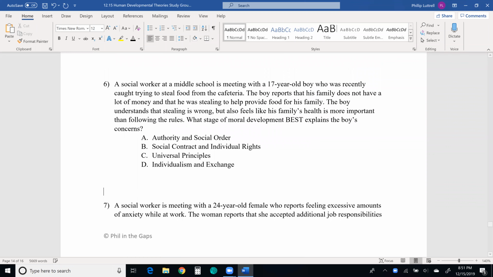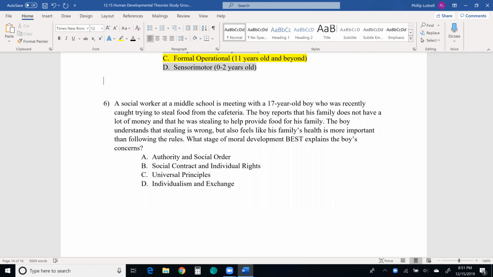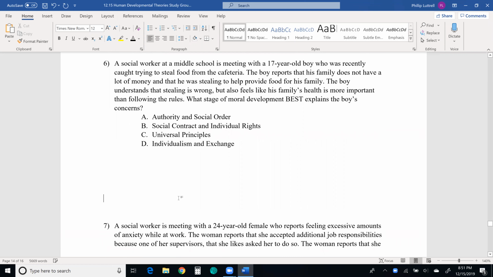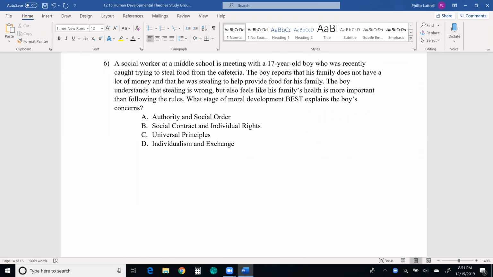Question 6. A social worker at a middle school is meeting with a 17-year-old boy who was recently caught trying to steal food from the cafeteria. The boy reports that his family does not have a lot of money and that he was stealing to help provide food for his family. The boy understands that stealing is wrong, but also feels like his family's health is more important than following the rules. What stage of moral development best explains the boy's concerns? A, authority and social order. B, social contract and individual rights. C, universal principles. D, individualism and exchange. When you have your answer, type the word bread in the chat.